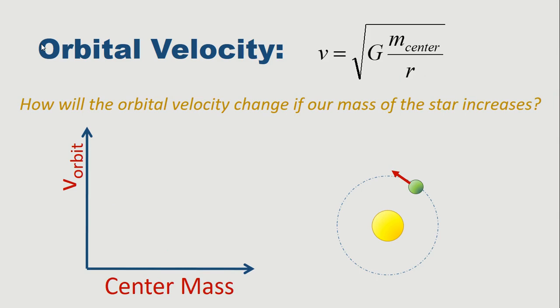Next, let's consider how the orbital velocity will change if the mass of the star were to increase. Notice that in this case, the mass of the star is the mass in the center of the orbit and is on the top of our fraction. This means that as the mass of the star increases, so will the orbital velocity. However, because there is a square root in our equation, it will not increase in a linear way. Instead, it will increase in a square root curve.